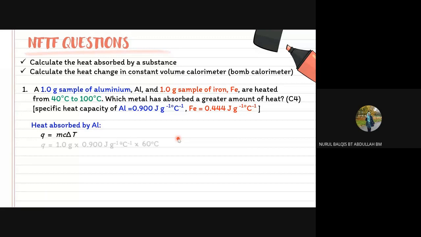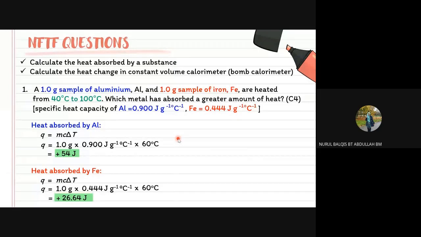Okay, so MC delta T, kalau calculate dapat 54 joule. Okay, lepas tu kalau Fe pula, kita calculate dapat 26.64 joule. Okay, siapa yang lagi absorb greater amount of heat? Aluminium. Kenapa dia absorb greater amount of heat? Specific heat capacity lagi tinggi. Ya, specific heat capacity lagi tinggi.